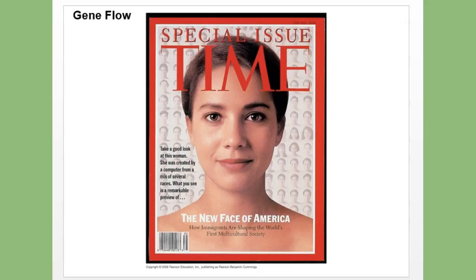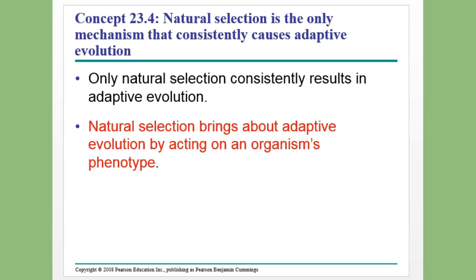So they are predicting in time that there will be a new face of America where we don't have specific traits based on where our heritage is from. We have a new blend of traits unique to the vast amount of variation that we find in our population now. Okay? So going into 23.4, natural selection is the only mechanism that consistently causes adaptive evolution.